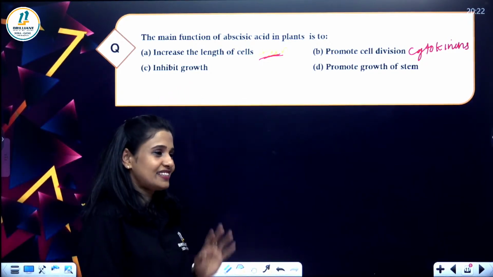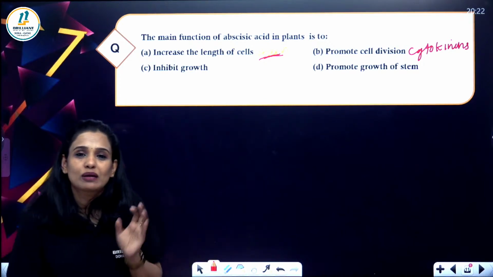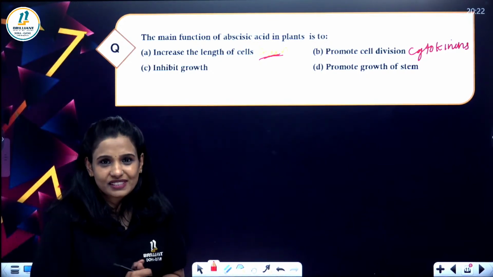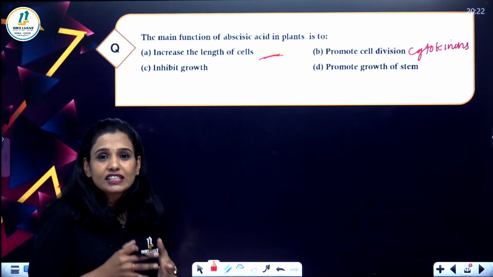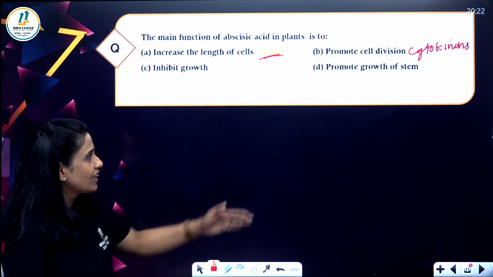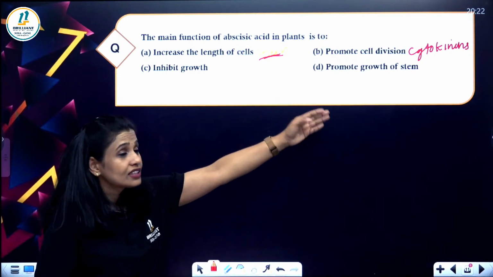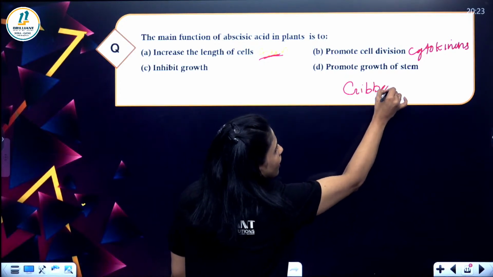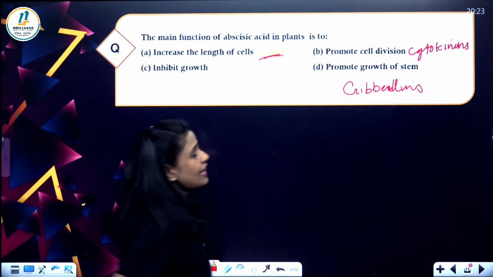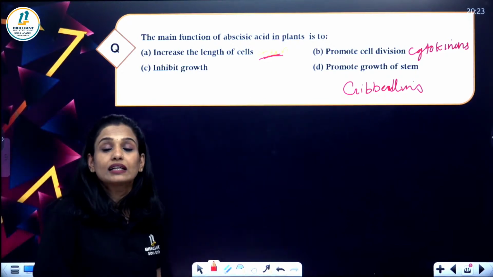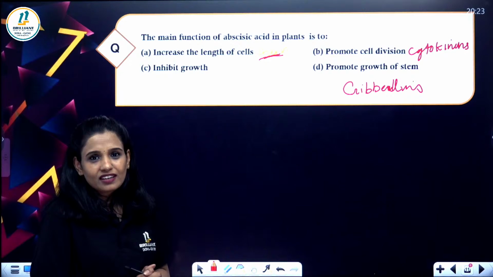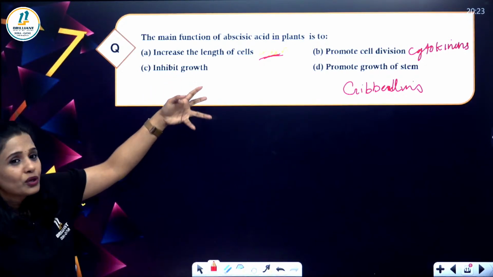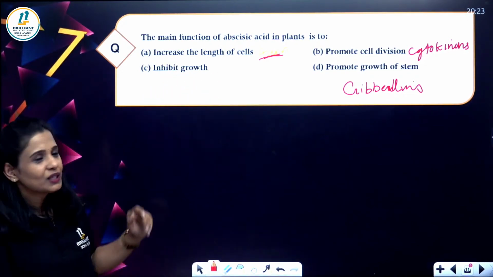That is abscisic acid. The function of abscisic acid is to inhibit growth and also wilting of leaves. And which promotes growth of stem? It is gibberellins. The plant hormone which helps to promote the growth of stem, that is gibberellins. So, which hormone inhibits growth of plant? That is abscisic acid.